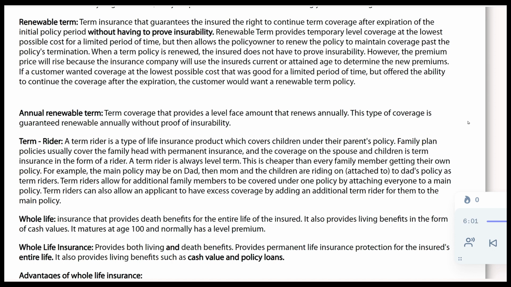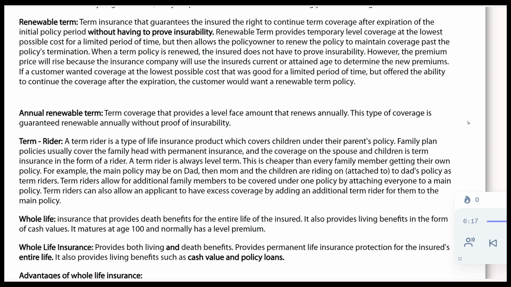Term rider. A term rider is a type of life insurance product which covers children under their parents' policy. Family plan policies usually cover the family head with permanent insurance, and the coverage on the spouse and children is term insurance in the form of a rider. A term rider is always level term. This is cheaper than every family member getting their own policy.